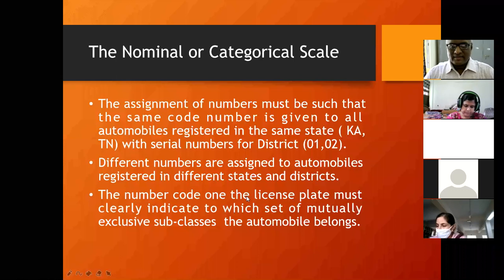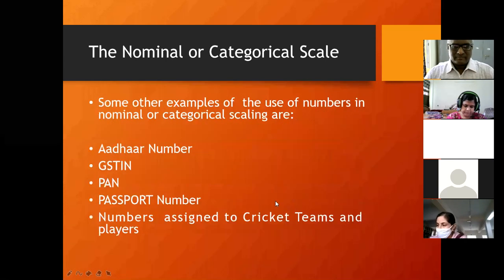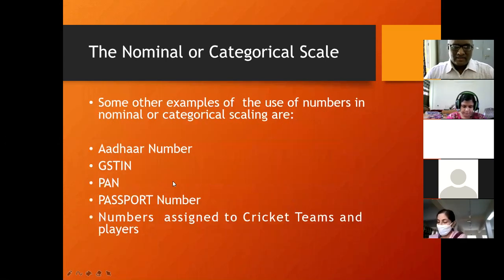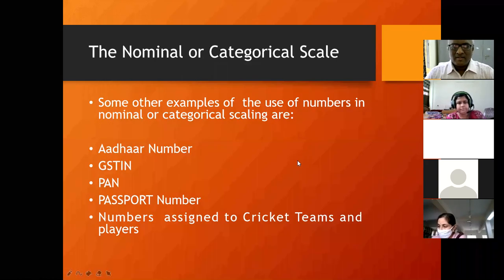This is a classification of vehicle registration numbers on the basis of a nominal scale. Some other examples of nominal scales are the Aadhaar number, a very unique number throughout India that all citizens of India get. GST is introduced in India from 2017, so we have a GSTN number, PAN number, passport number, and numbers assigned to cricket teams and players. Suppose you take the Indian cricket team, blue color, with numbers 1, 2, 3, 4, 5. Like this, different teams have different colors and also different numbers for the players. These are all classified on the basis of a nominal scale.